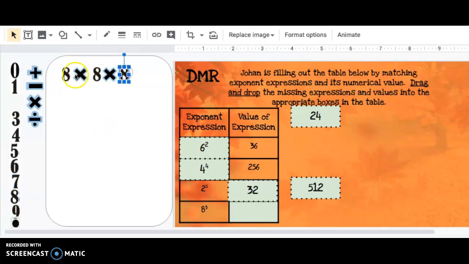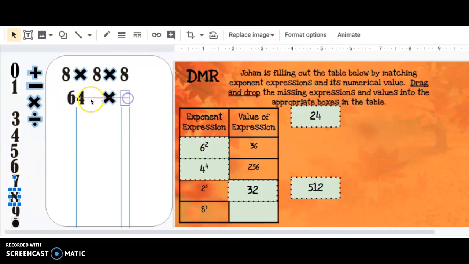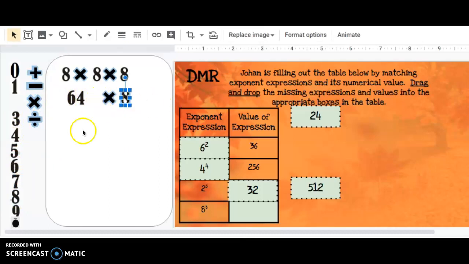Okay, and 8 times 8 is 64. So I have 64. Then that times 8 needs to be brought down. So times 8. So 64 times 8, well, I know 64 is bigger than 24, so 64 times 8 has to equal 512.